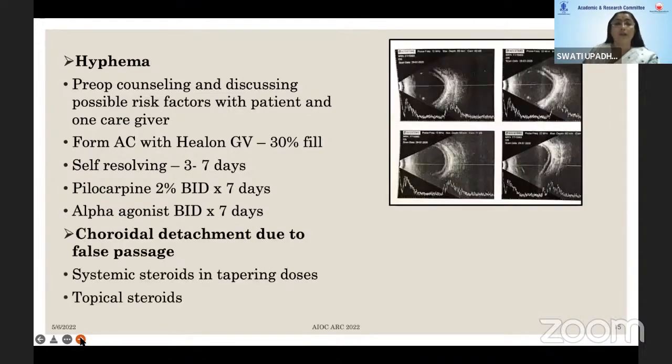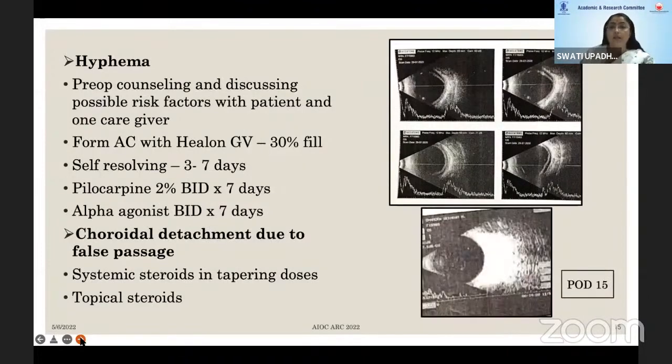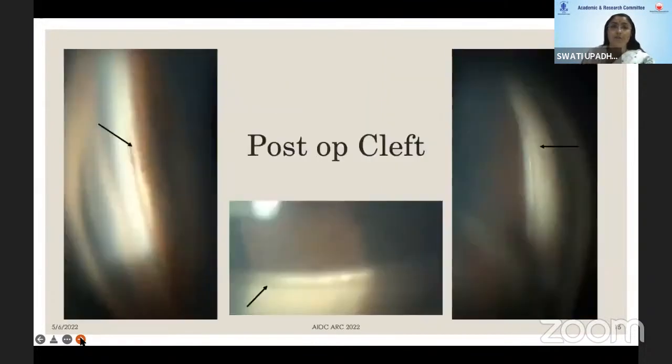What if you have a choroidal detachment due to a false passage? This is the first day post-operative period in a patient in whom I had a false passage, and I could realize on the table itself that my suture was going in some other direction. So I retrieved my suture, reassessed the angle anatomy, and reassessed the maneuver where I was putting my suture. Then I fed it from the opposite side, and I had a successful 360-degree GAT. The patient was put on systemic steroids in tapering doses, and topical steroids were continued. On post-operative day 15, the choroidal detachment had resolved completely and the patient had 6/9 vision.